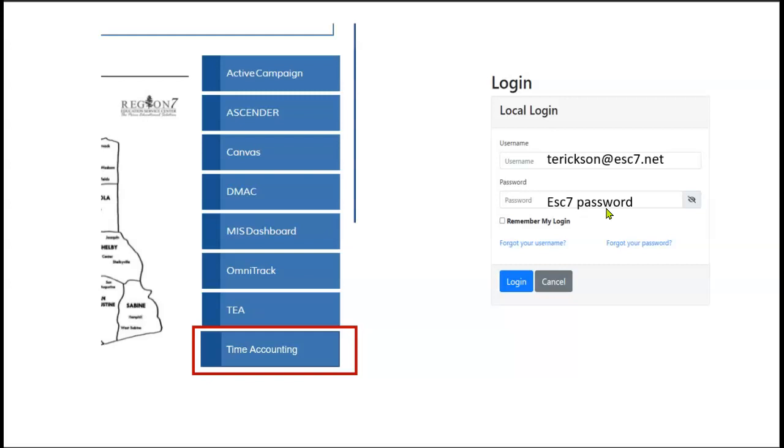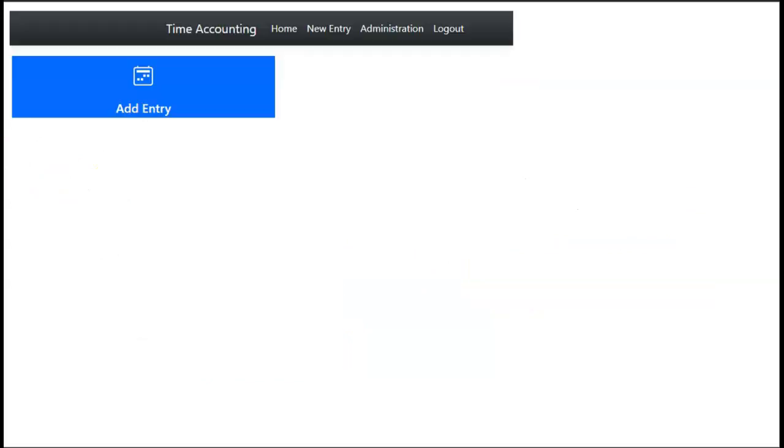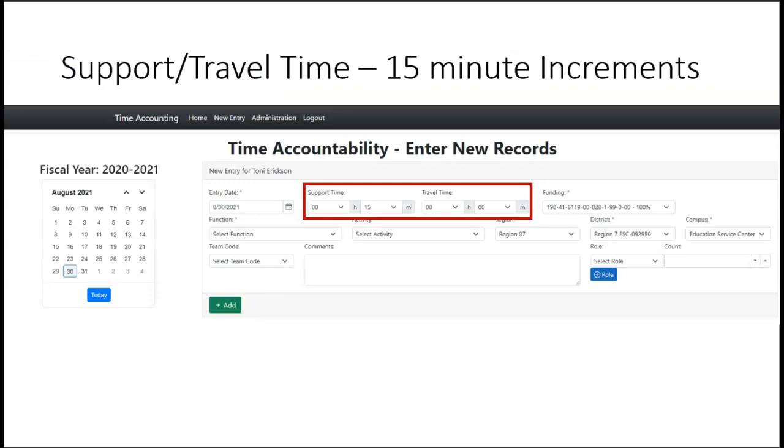If you were to change your ESC7 password, as they encourage us to do from time to time, this password will also change to that same password. Once you click the login button, you will see this screen. You can click the blue button, Add Entry, or you can click the New Entry button. Either one will get you to the same screen. When you do that, you will see this screen.